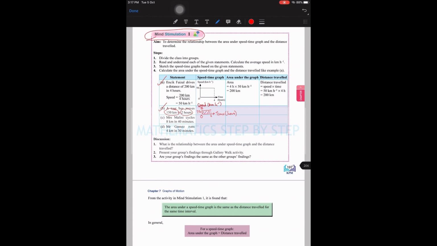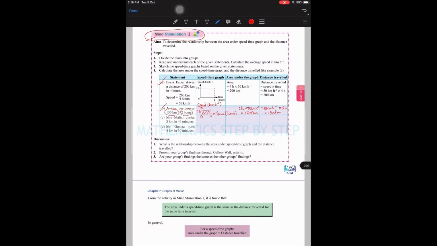So the area of a rectangle is length times width, okay, which is 2 hours times 75 km per hour. So the answer is 150 km. Okay, so the distance traveled is speed times time. Okay, 75 km per hour times 2 hours, so 150 km.